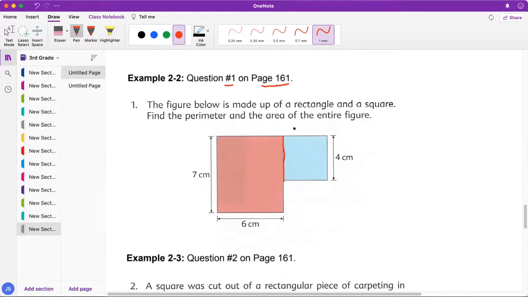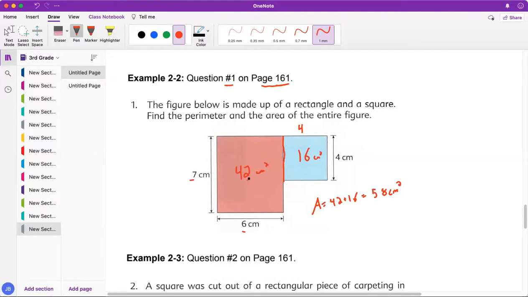This is 4. So the area here should be 16. And then here we have 7 and we have 6. So this should be 42 centimeters squared. So the area of the whole thing is 42 plus 16, which is 58 centimeters squared. Wait, what? I thought 42 plus 16 was 57.